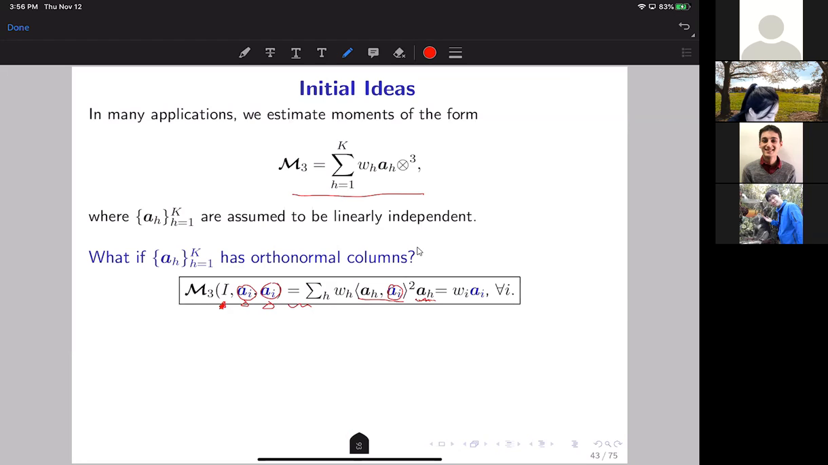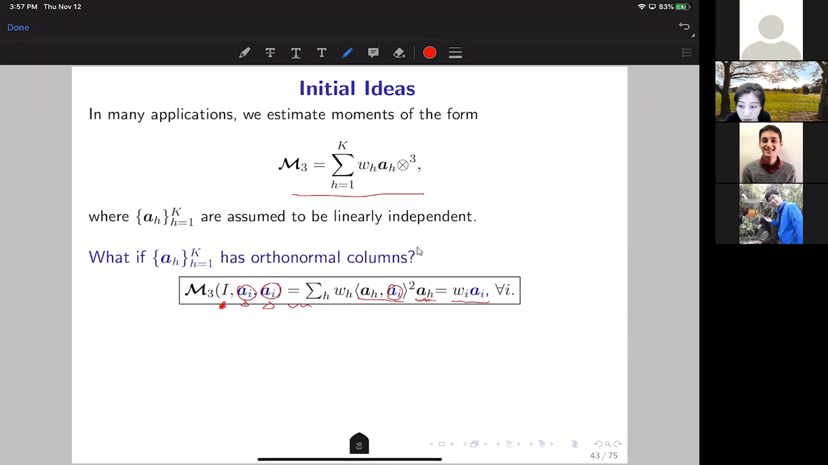So now what can you see? You can see that for any H that is not equal to I, because they are orthogonal, it will be 0, right? So all the other H's will vanish except for this H equals I. And that's why we see the final result is just WI AI. So you can see this very nice property when the components are orthogonal, or orthonormal, to each other.